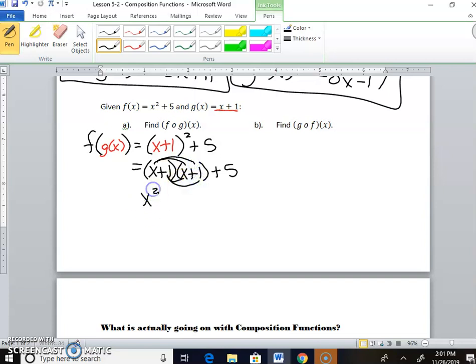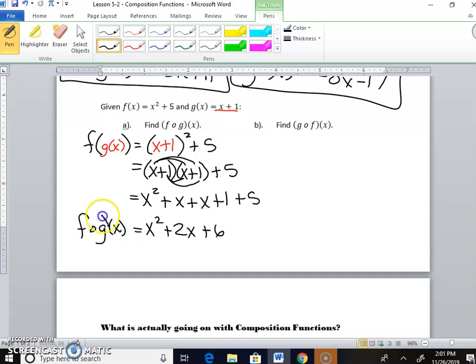So that's going to give me x squared plus 1x plus 1x plus 1, and then I still have my plus 5 that was hanging out on the outside. I'm going to combine my like terms. X squared doesn't have anything alike with it. X and x is going to give me 2x, and then 1 and 5 gives me 6. So for this one, f open circle g of x, I should have squared the whole thing, sorry. F open circle g of x equals x squared plus 2x plus 6.